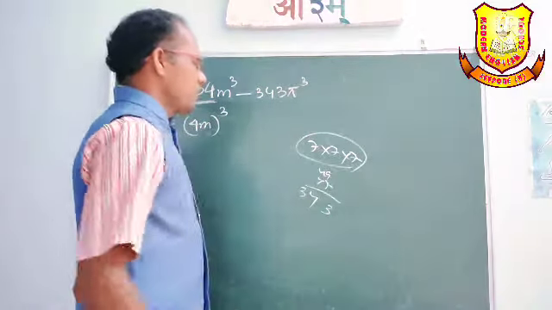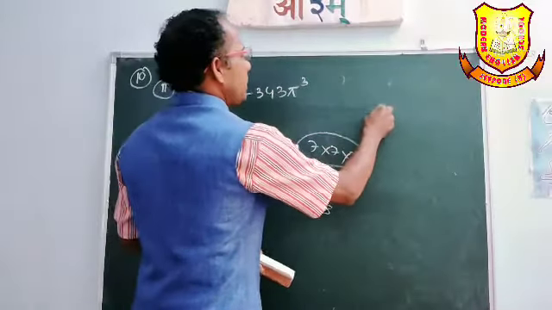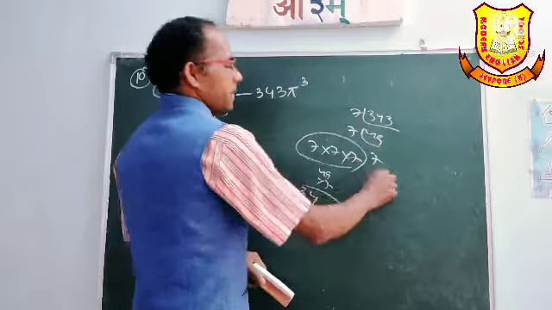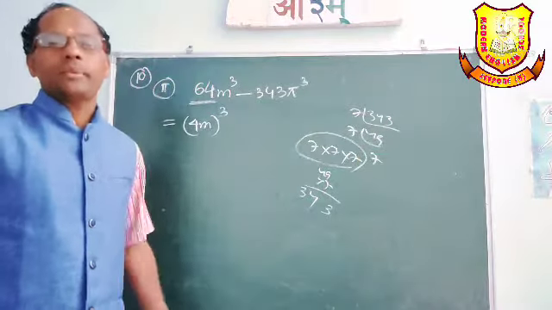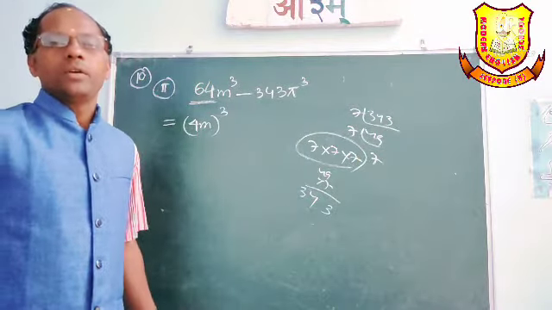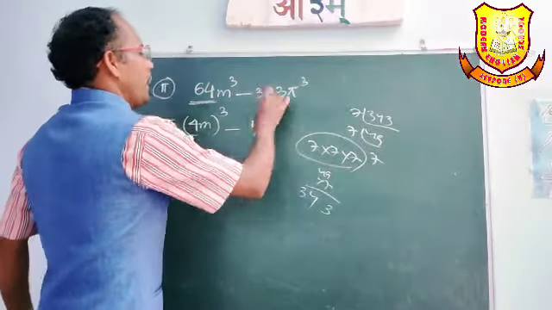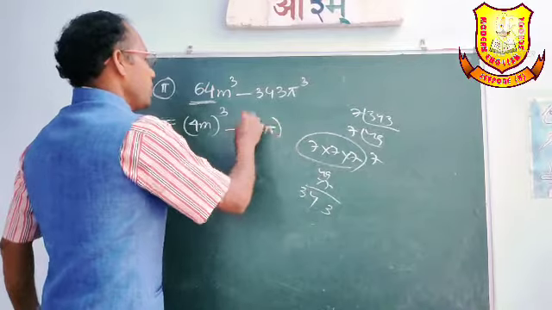Okay, 343. Otherwise 343 you will factorize as 7 times 49, 7 times 7 times 7. Out of 3 sevens, 1 seven you will take. So this is 4m minus 7n, the whole cube, 7n whole cube.